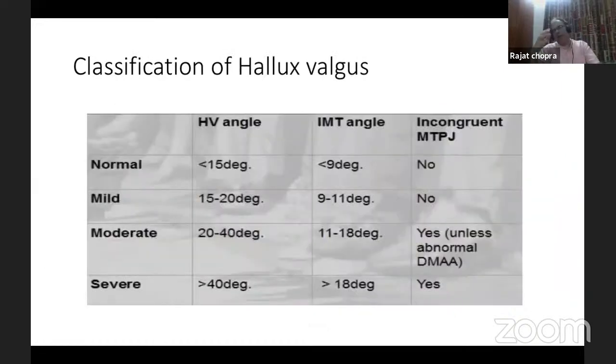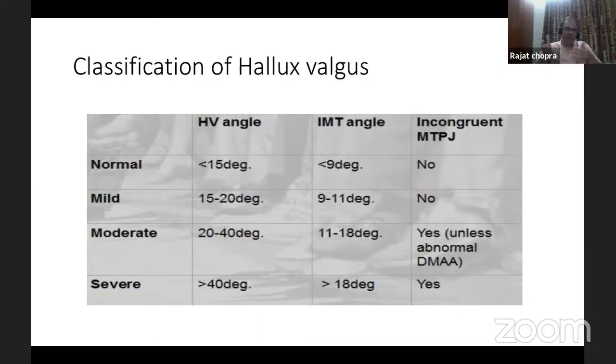After we have calculated the angles, the next stage is to decide whether the deformity is mild, moderate, or severe. That is the classification for hallux valgus. It is decided by the hallux valgus angle and the intermetatarsal angle. A hallux valgus angle of less than 15 and an intermetatarsal angle of less than 9 degrees is considered normal. Mild is a hallux valgus angle of less than 20, and intermetatarsal, some people consider 9 to 11, some consider 9 to 13.